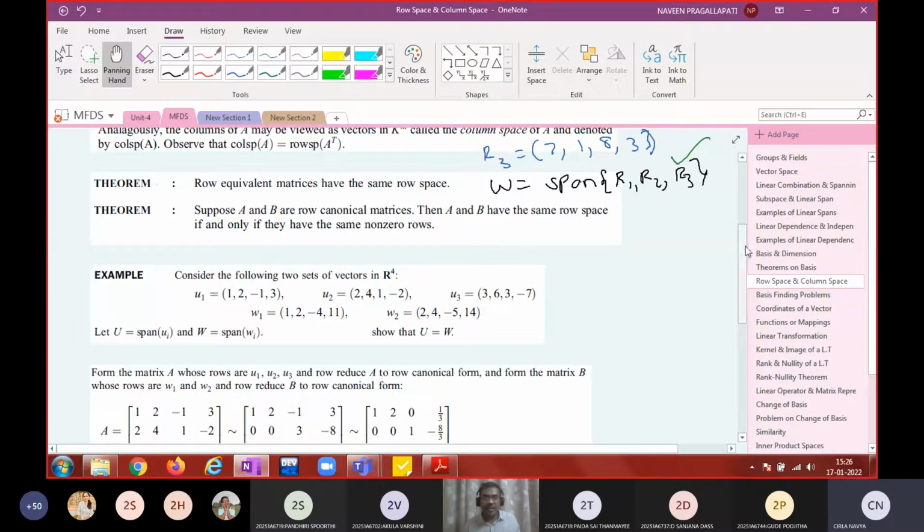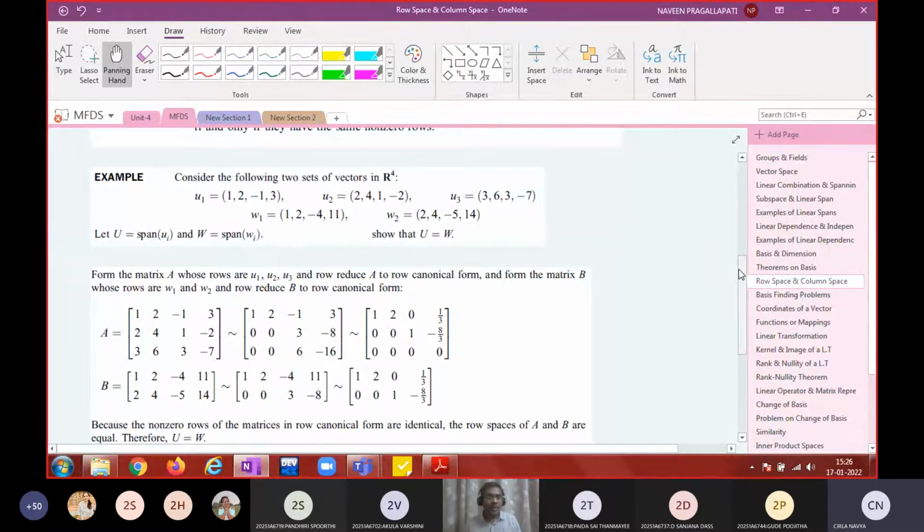Okay, how to test whether a given set of vectors generates the same space or not? You see an example like this. You have vectors like this u1, u2, u3. Find out the dimension of the space generated by these. How do you find out the dimension of the space generated by these three vectors? You put them as columns or rows. In this case, they are placed in the rows of a matrix: 1 2 minus 1 3, 2 4 1 minus 2, 3 6 3 minus 7.